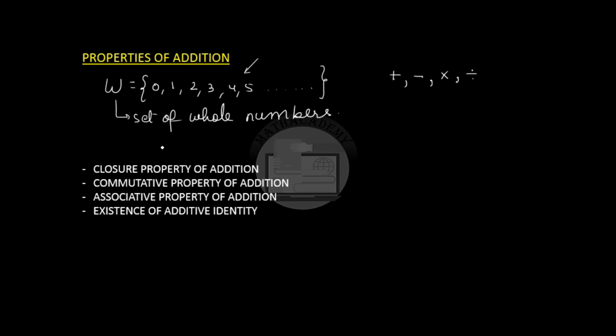In this particular video, we will only see the properties that are related to addition of two or more whole numbers. The properties which we'll cover in this video are closure property of addition, commutative property of addition, associative property of addition and existence of additive identity one at a time. So let us look at the closure property of addition.